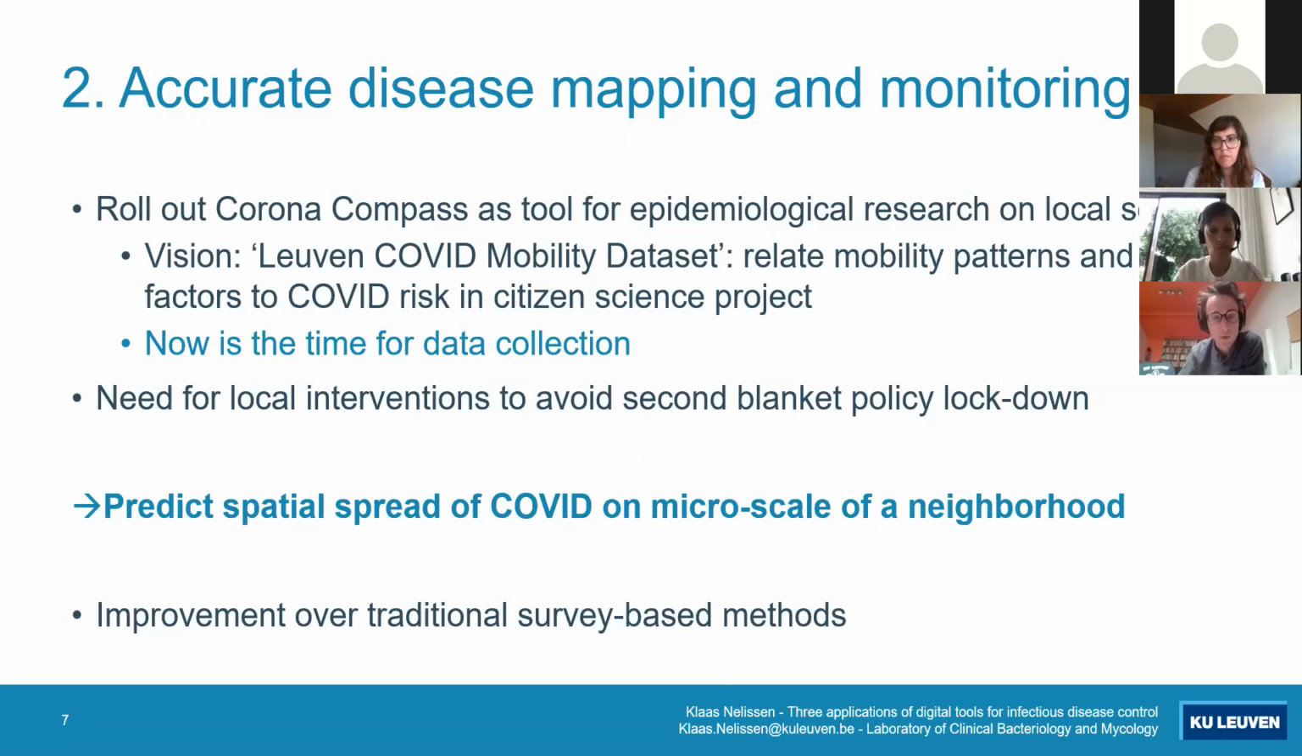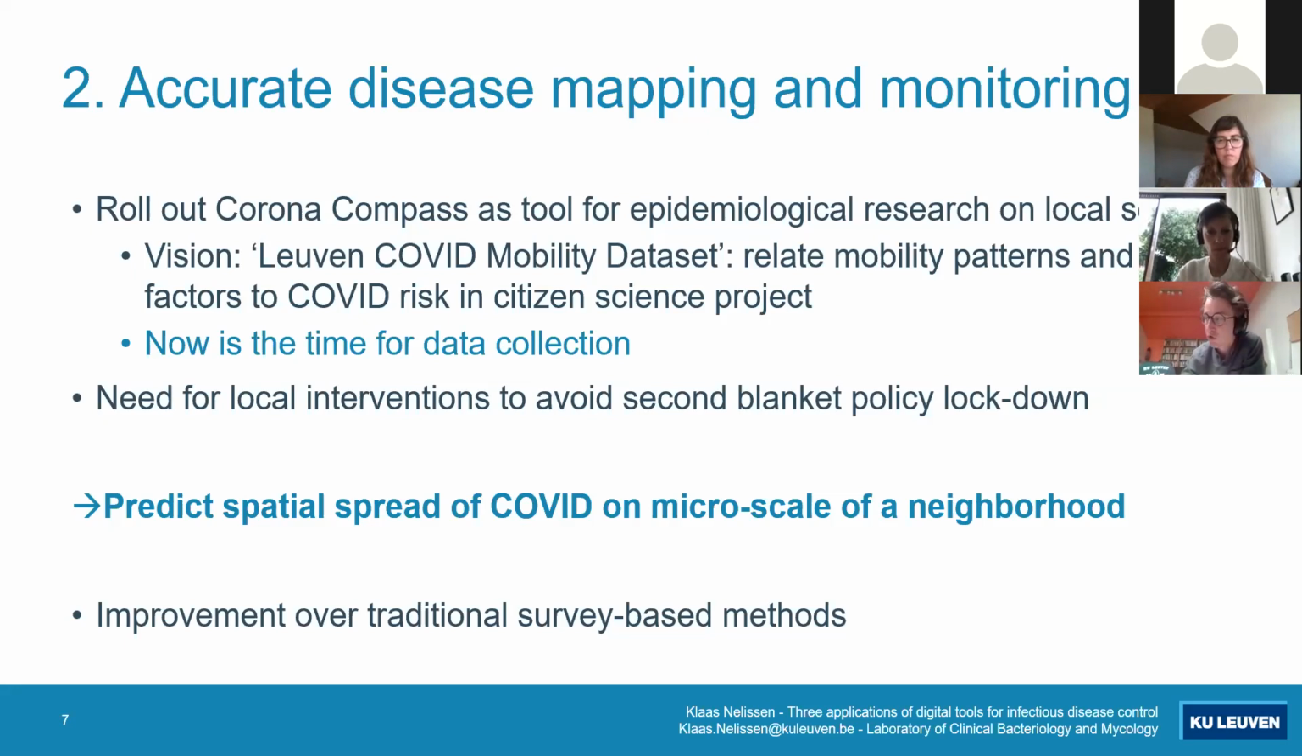And to be able to do that, we should map the disease accurately and monitor it as well as we can. So what we want to do is to predict the spatial spread of COVID on a micro scale, so within one municipality. In Belgium, we have 591 municipalities or postal codes. And using mobility data to do this mapping of the spatial spread is already an improvement over the existing methods, which are often survey-based.